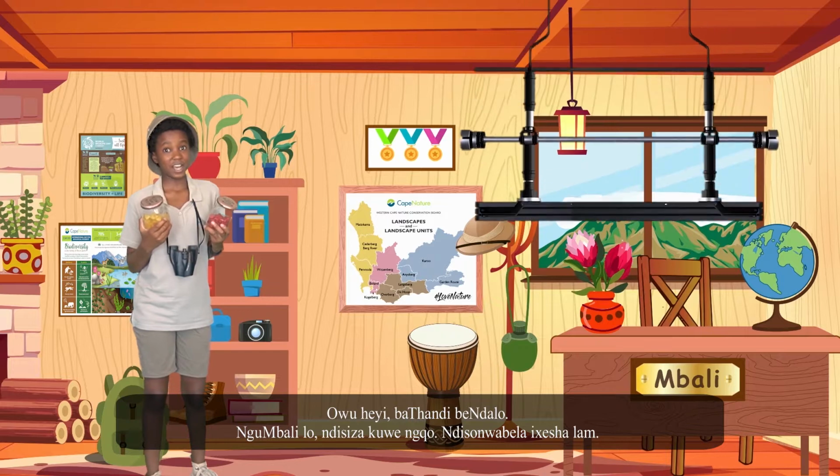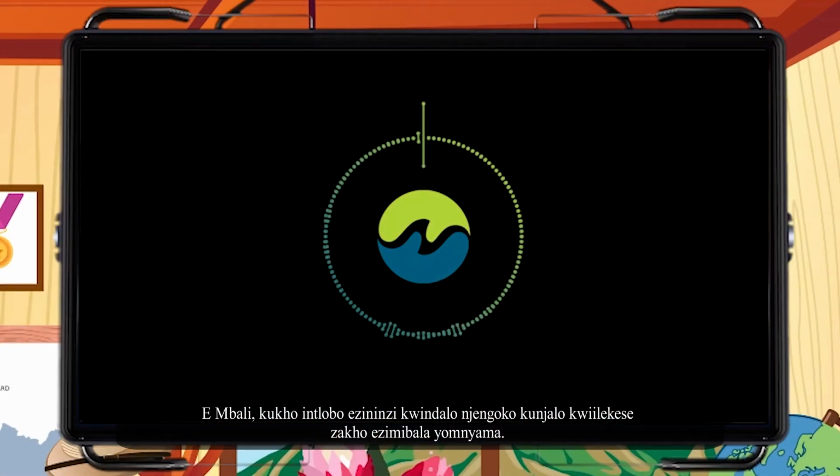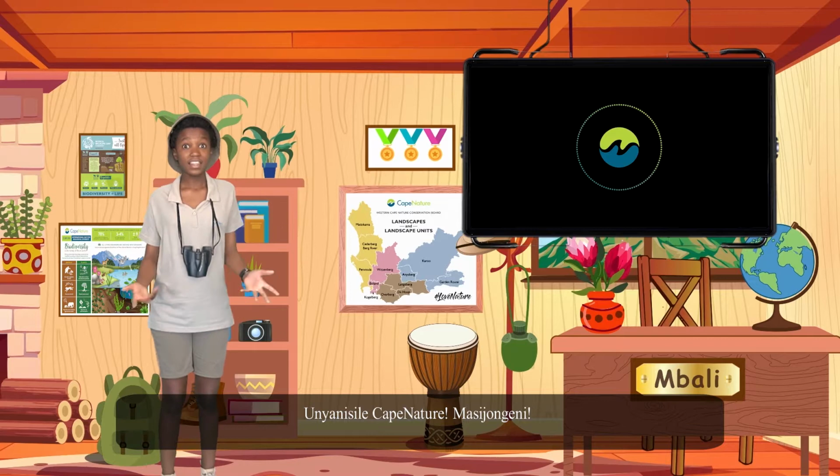Just enjoying a little me time. I love sorting all my sweets. Well, Mbali, there's just as much variety in nature as there is in your rainbow sweets. You're so right, Cape Nature. Let's have a look.